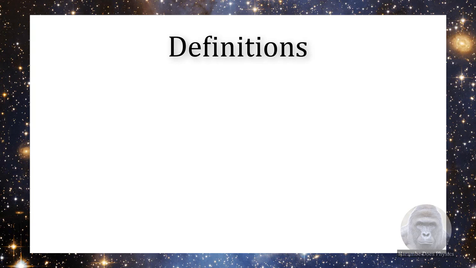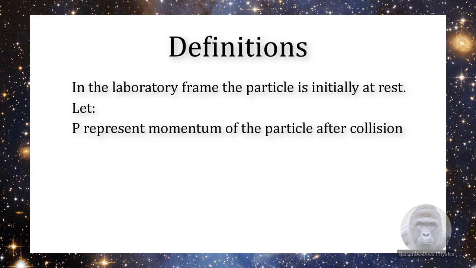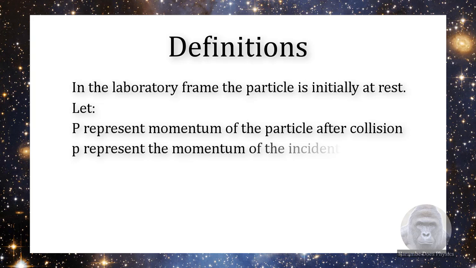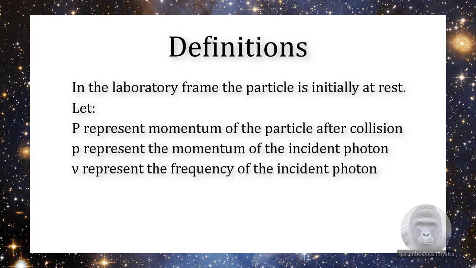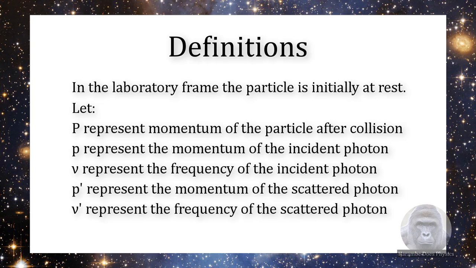For our derivation, we will make the following definitions. In the laboratory frame, the particle is initially at rest. Let capital P represent the momentum of the particle after collision. Let lowercase p represent the momentum of the incident photon. Let nu represent the frequency of the incident photon. Let lowercase p prime represent the momentum of the scattered photon. Let nu prime represent the frequency of the scattered photon.